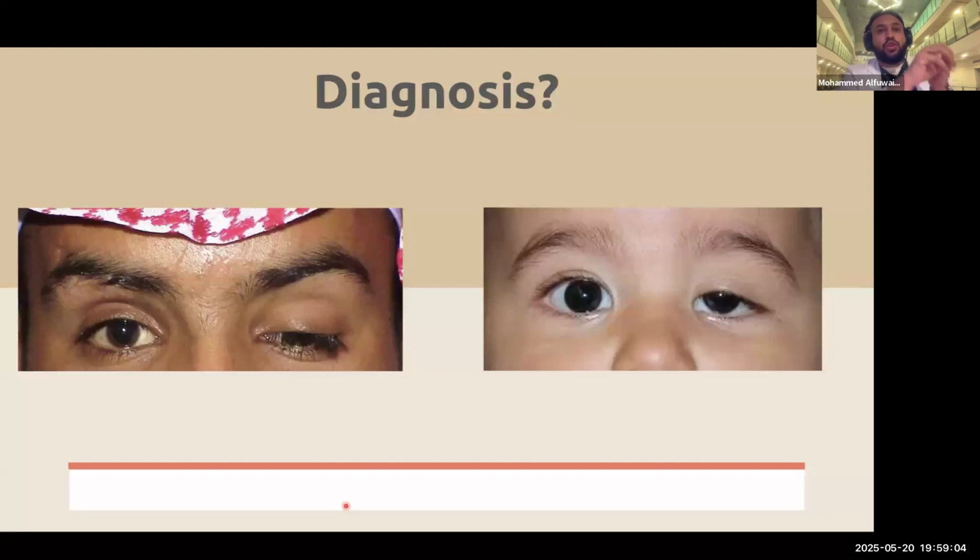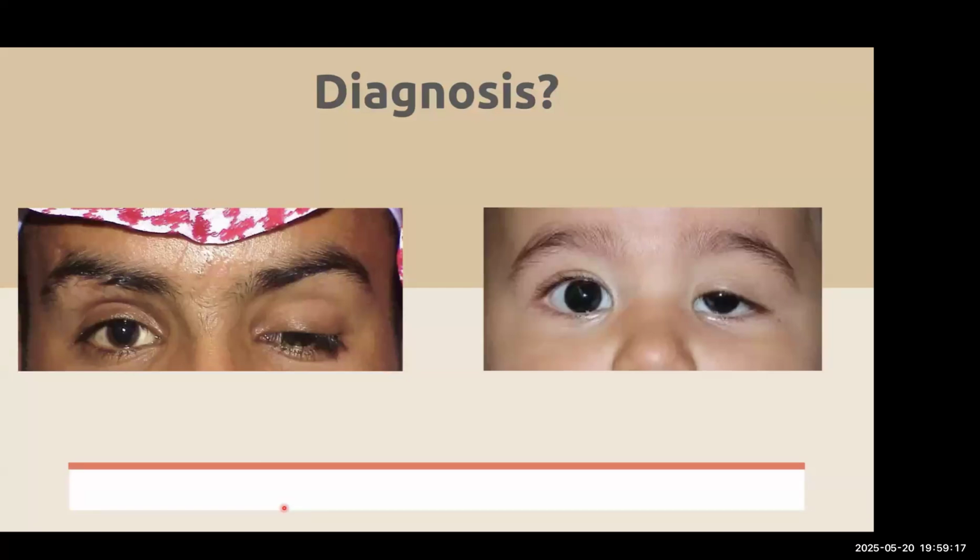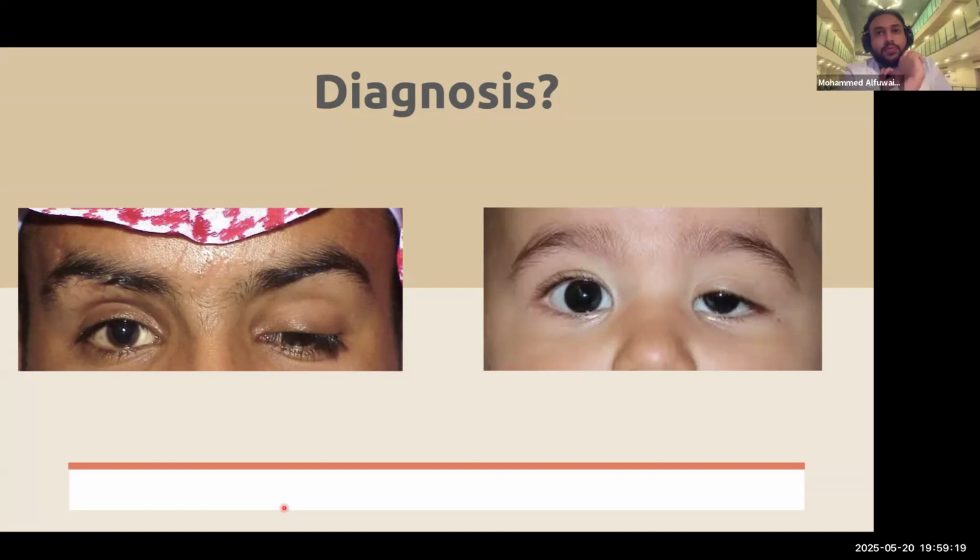Constricted pupils and lack of sweating to the same side. What is the defect? Horner syndrome. Good.